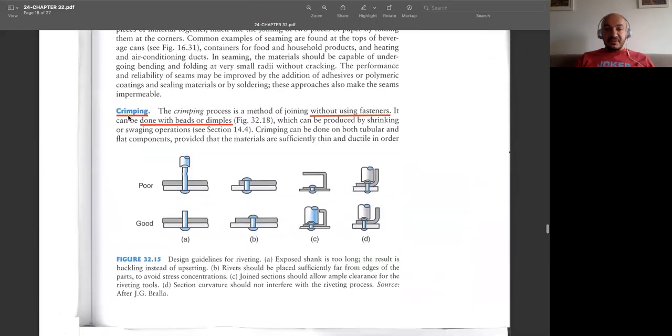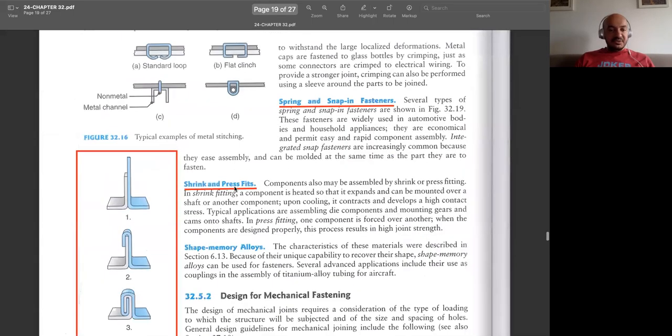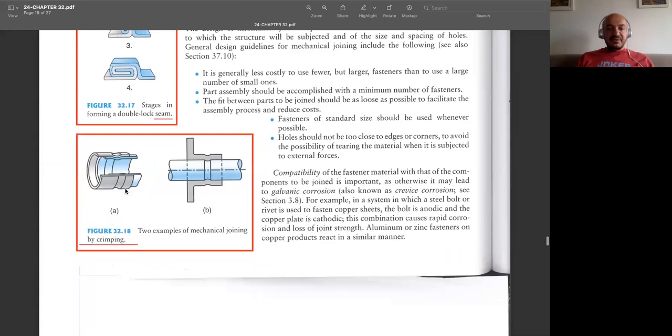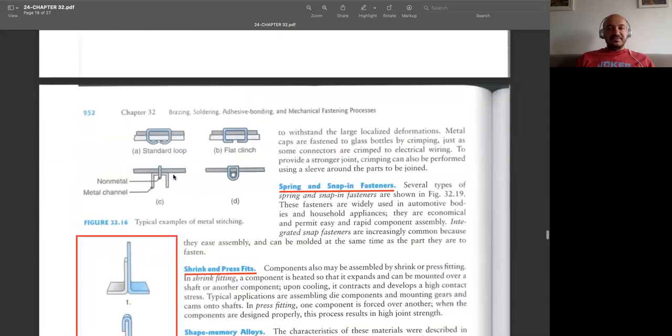Then we have crimping. In crimping, we need to have some beads and dimples. Let me show you that. Yes, it's an example of crimping. You see, two cylindrical parts are crimped together with the help of these necks and some dimples.